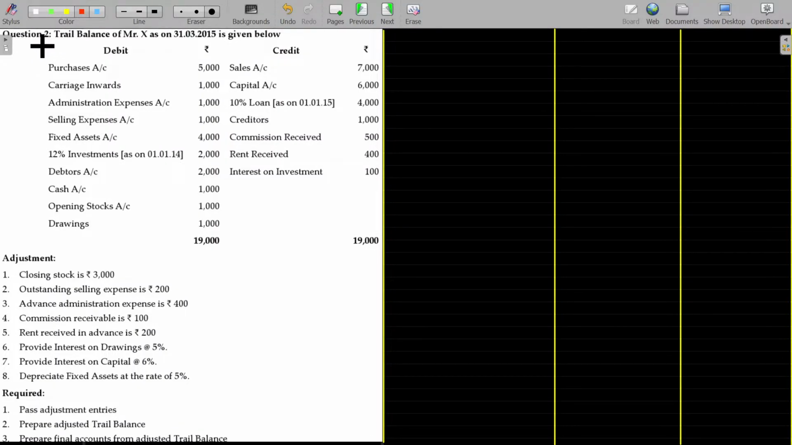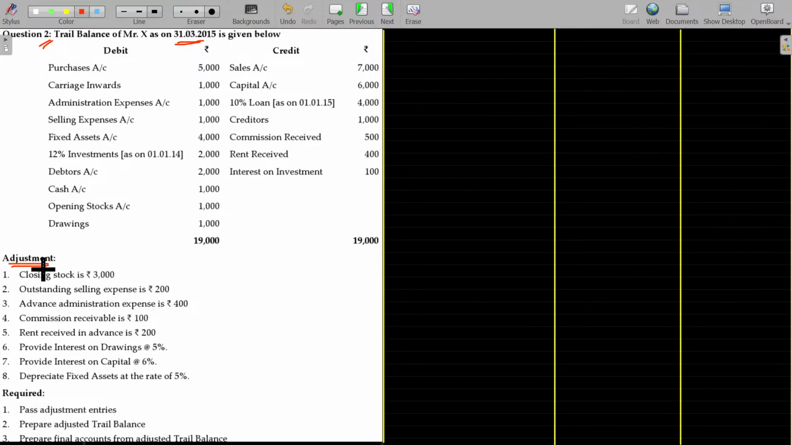Let's discuss question number 2 here. We have been given the trial balance as on 31/3/2015. Apart from that, adjustments. Adjustments are the transactions not identified just before the preparation of the trial balance and came to know only after the preparation of the trial balance.